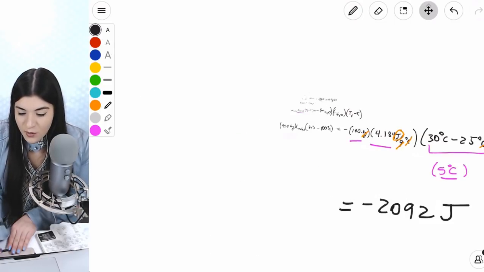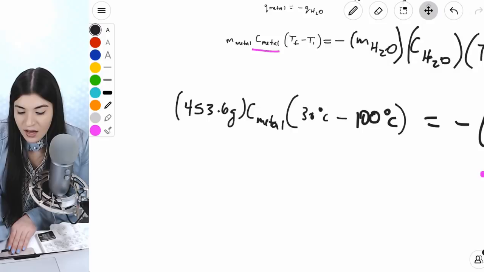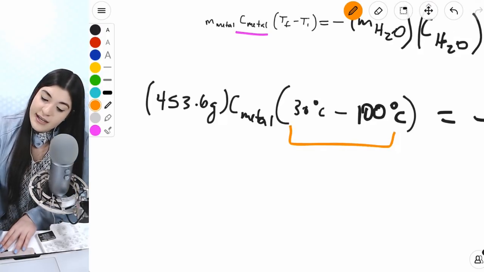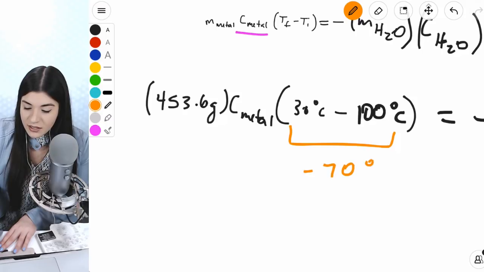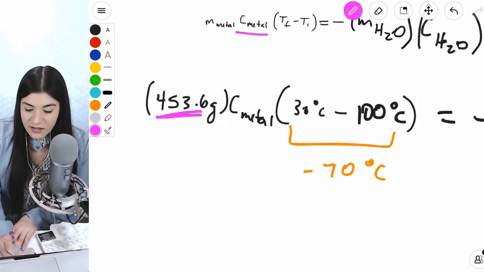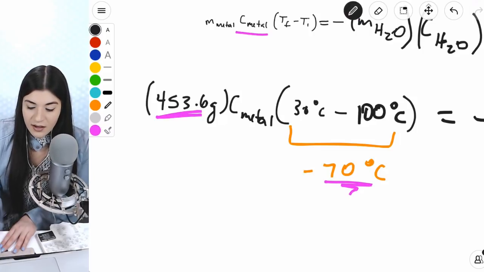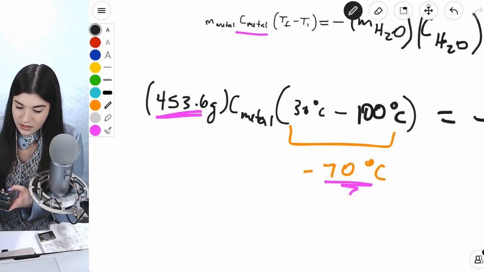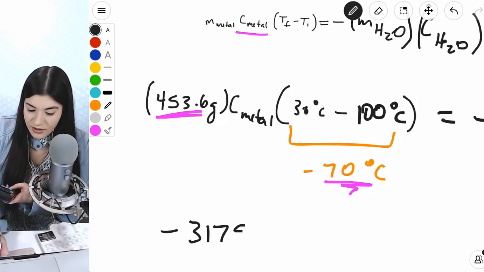So next, I'm going to multiply what I can on the other side. But before I do anything, I'm going to do what's in parentheses again. 30 minus 100 is -70 degrees Celsius. And then I'm going to multiply these two values together. And let's see what we get there. So -70 times 453.6 gives us this large value.